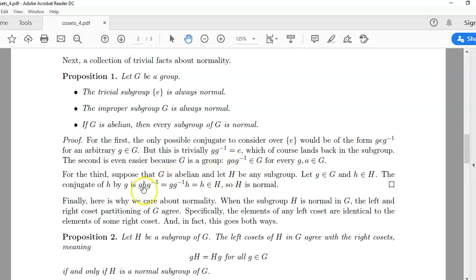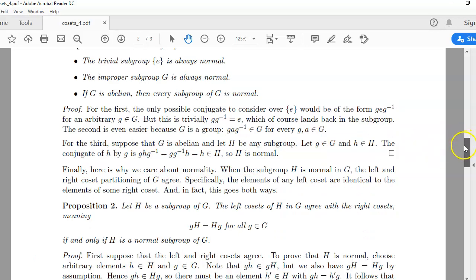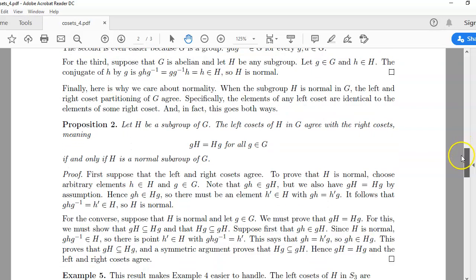Okay. Well, here's what a typical conjugate looks like. I take h from H, I take little g from G, and I conjugate it. But remember that this is in G, and that's abelian, so I can switch these two terms here. And when I switch them, the g g inverse cancels, and I get h. Well, that certainly lives in H, and so every conjugate lives in H, and so it's normal. Okay? So normality is not interesting inside of abelian groups.